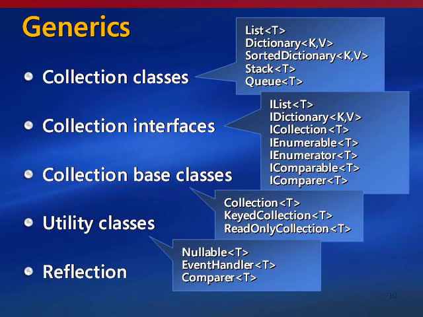And with the Whidbey release of the CLR, we've extended the base class libraries with a new namespace called System.Collections.Generic. In there, you'll find generic collection classes such as List and Dictionary, SortedDictionary, Stacks and Queues, and so forth. There's also a whole family of generic interfaces that correspond to those classes.